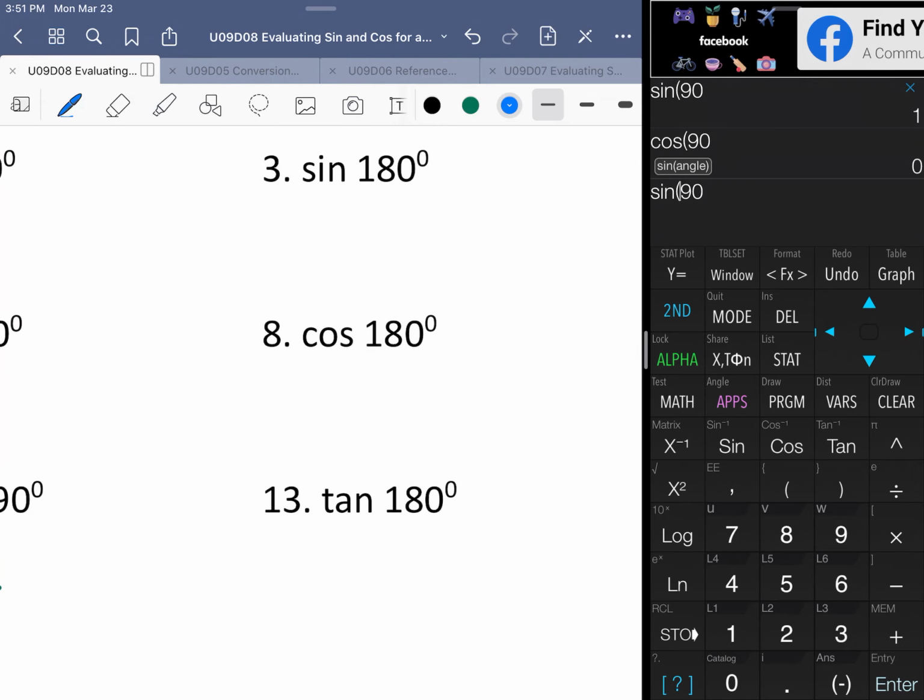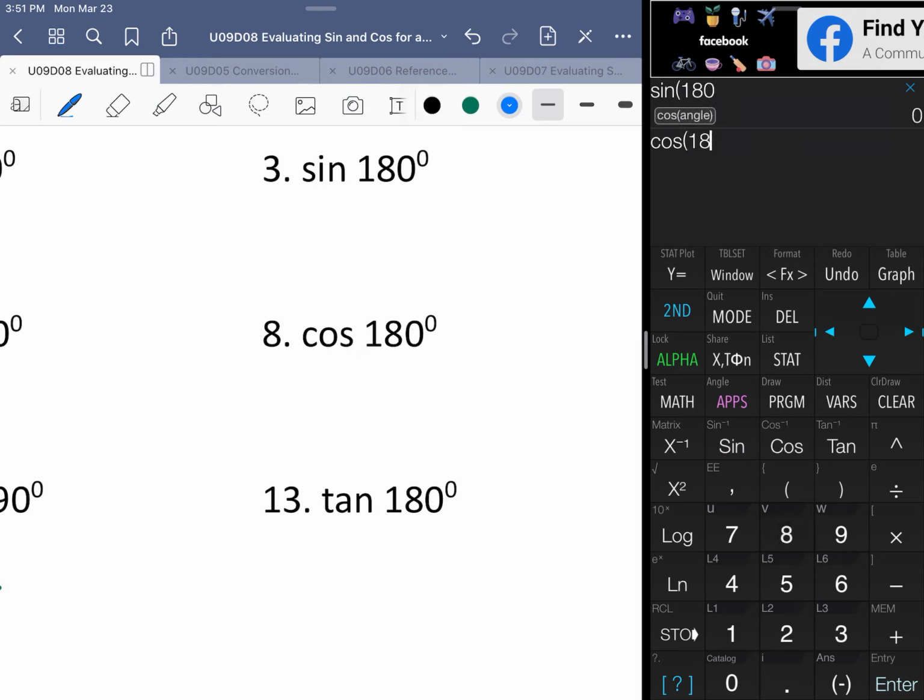Do the same thing for 180. Sine of 180 is 0. Cosine of 180 is -1. And the tangent of 180 is, whoops, I just wrote 180. Let me try that again. Sine of 180 is 0.